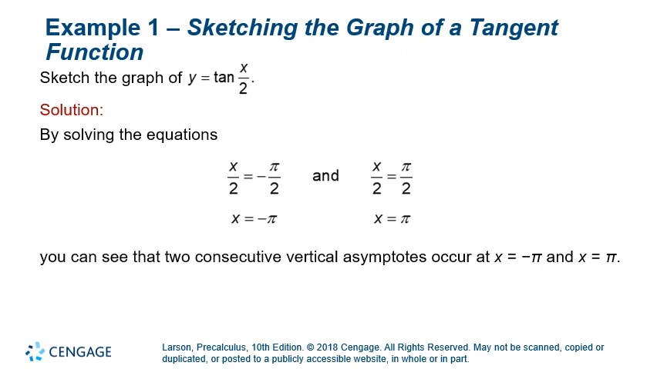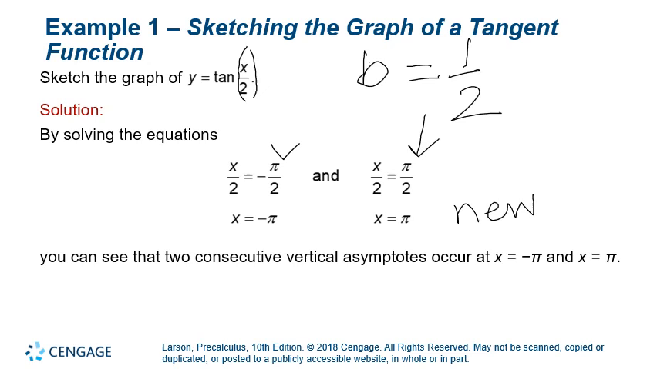Here you have an example where what we would consider the A, or the stretch, is 1. So this really isn't going to play into it much, but what we really have here is a B of 1/2. So if we take this expression inside the parentheses, and we do what we saw a couple of screens prior and set that quantity equal to negative pi over 2 and positive pi over 2, that is where our new asymptotes will occur.